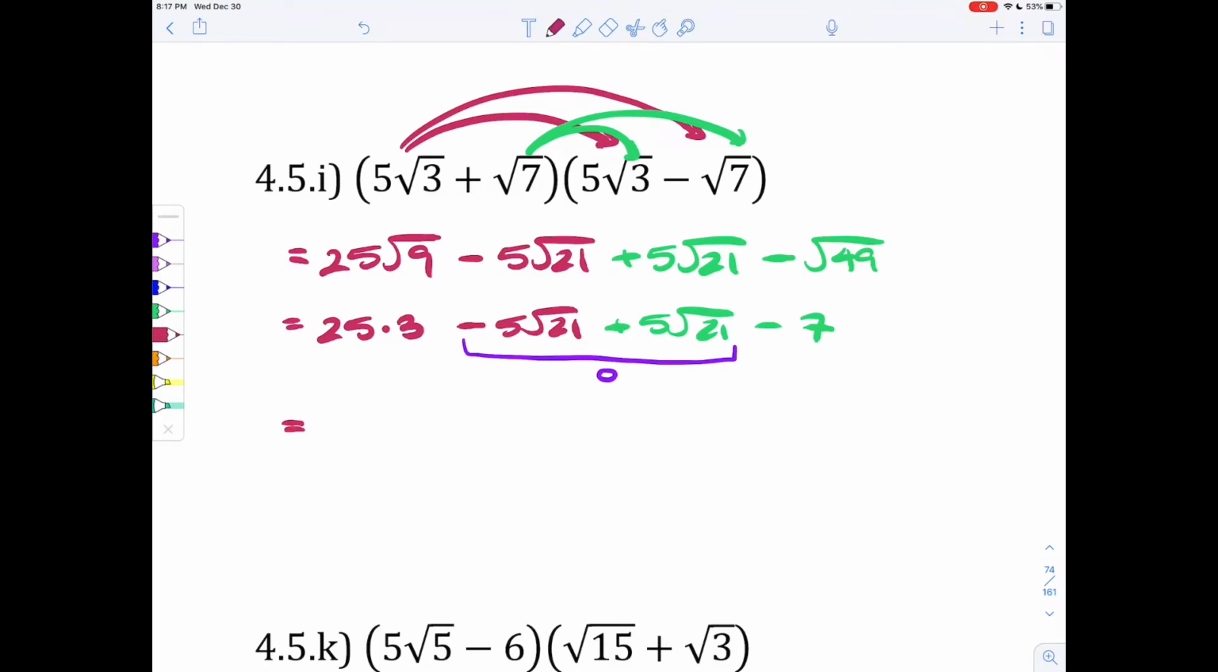Our next line, we can say we have 25 times 3, which is 75. And this is all eliminated, so we just have that negative 7 at the end. And that gives us a final answer of just straight up 68. Oh, that's funny. Our initial problem had radicals involved, but our final answer is just a nice rational number. Well, I won't stew about it.